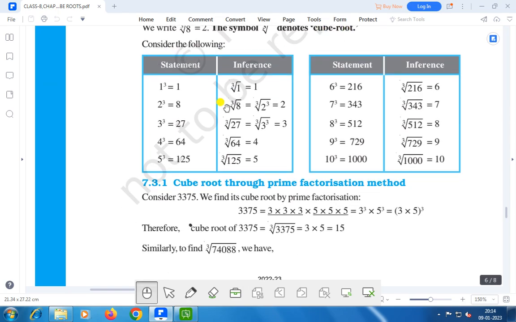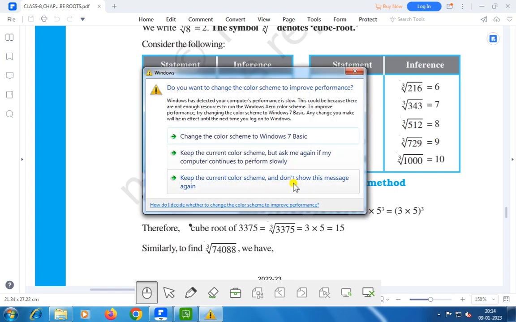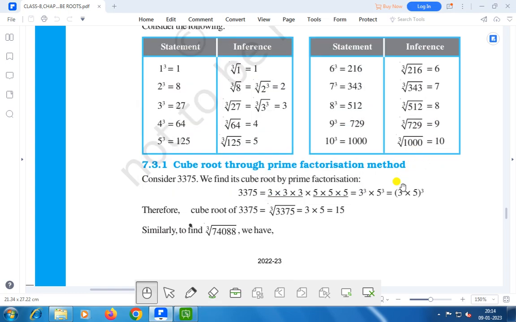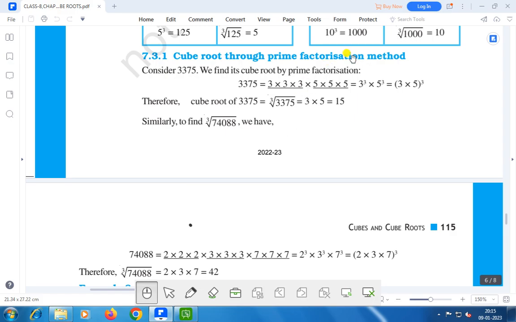Consider the following. Cube root of 1 is equal to 1, cube root of 8 is equal to 2, cube root of 27 is equal to 3, cube root of 64 is equal to 4, cube root of 125 is equal to 5, cube root of 216 is equal to 6, cube root of 343 is equal to 7, cube root of 512 is equal to 8, cube root of 729 is equal to 9, and cube root of 1000 is equal to 10. Cube root through the prime factorization method.